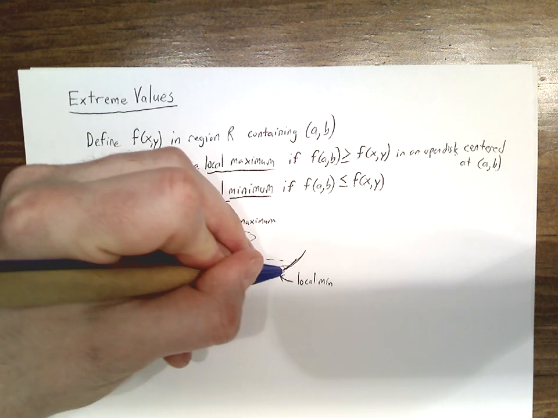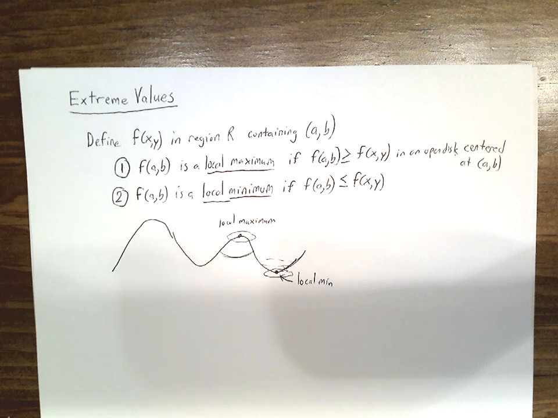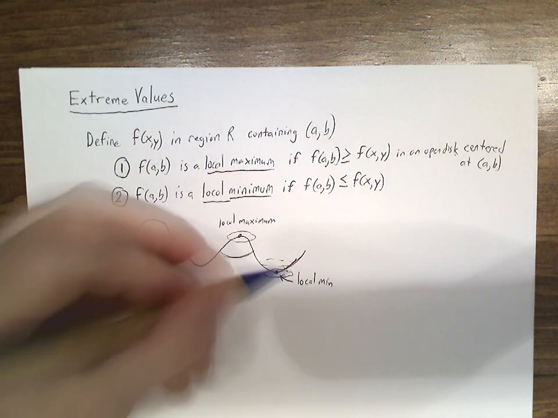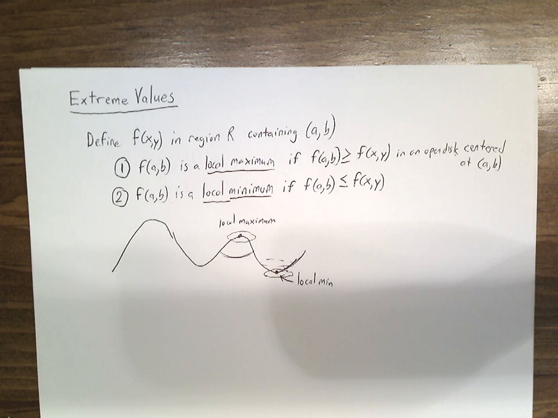Down here would be a local min. No matter how I draw a little disk around it, no matter where I go, I end up higher than the plane of that disk. So every point around there is higher than the point at (a, b). That would be a local minimum point.